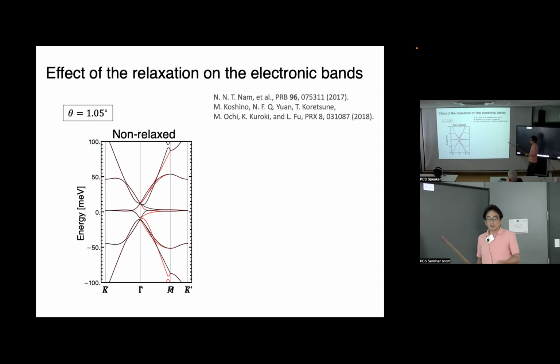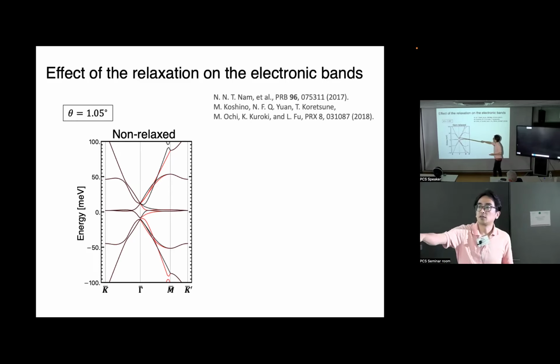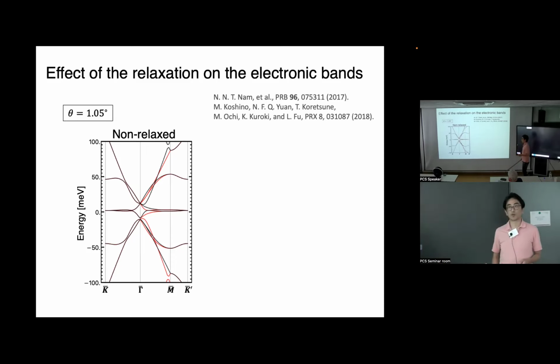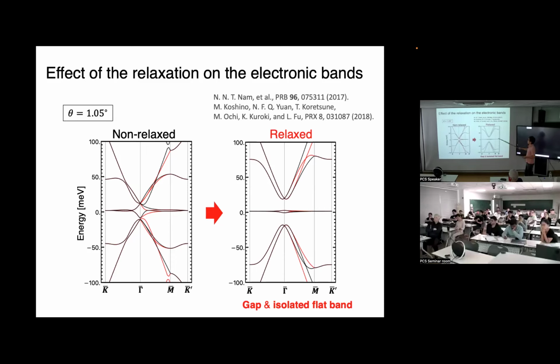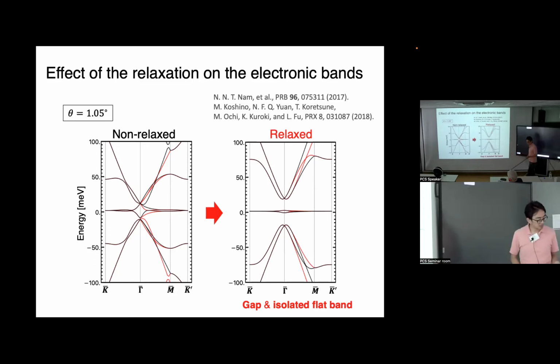Anyway, the relaxation effect is very important downstream. In the non-relaxed case, at a certain angle, the band is not flat, like this, and it sticks very close to the dispersive bands. This is the original calculation. If you increase the relaxation, then the flat band part actually separates from the other bands, and it also becomes flat. So the lattice relaxation actually helps the flatness.